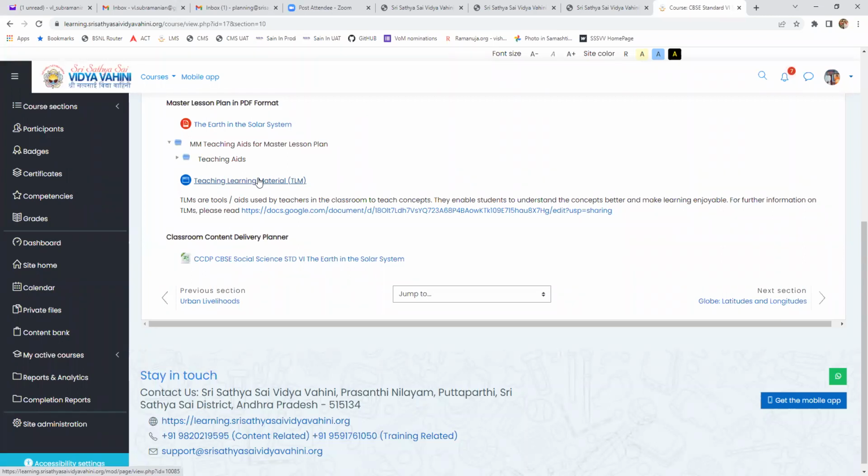Right, we may have given some 3-4 TLMs. It may not be possible for you to use all the TLMs that you have been given. So you may like to do 1 or 2 out of that for that particular chapter. Then you decide when you want to use it. It could be anything, any TLM you can imagine.